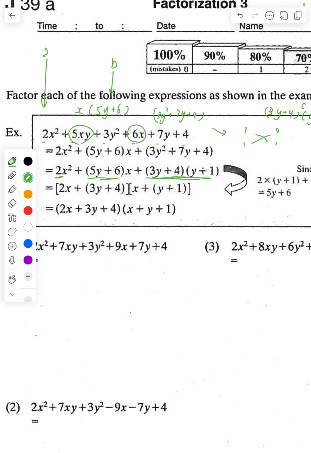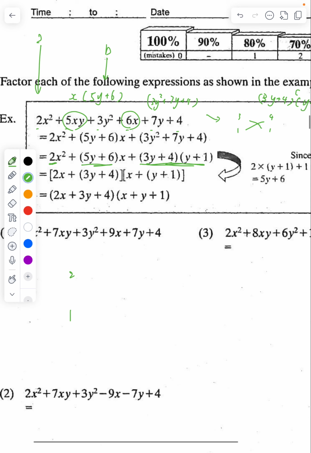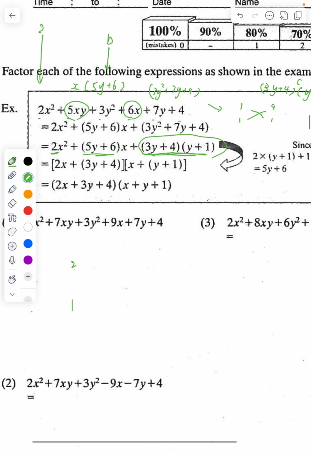So how do I factorize it? Let's take out the 2 as our A, 2, 1, our factors, and then I can split out my 3y plus 4 and y plus 1, this guy here. So let's see. I need 5y plus 6. So if I put my 3y here, that's going to give you 6. That's too much. So I'm going to put my 3y here. 3y plus 4 here, and then y plus 1 here.